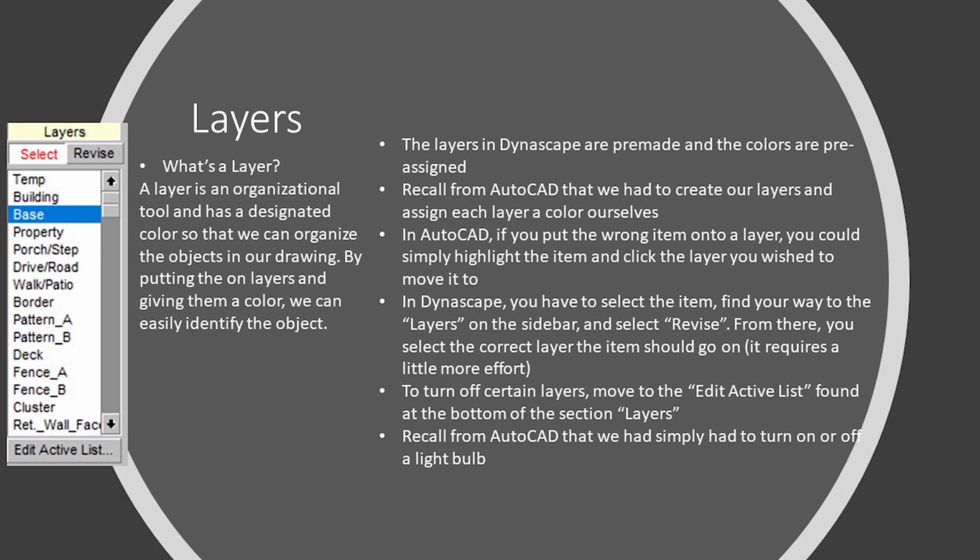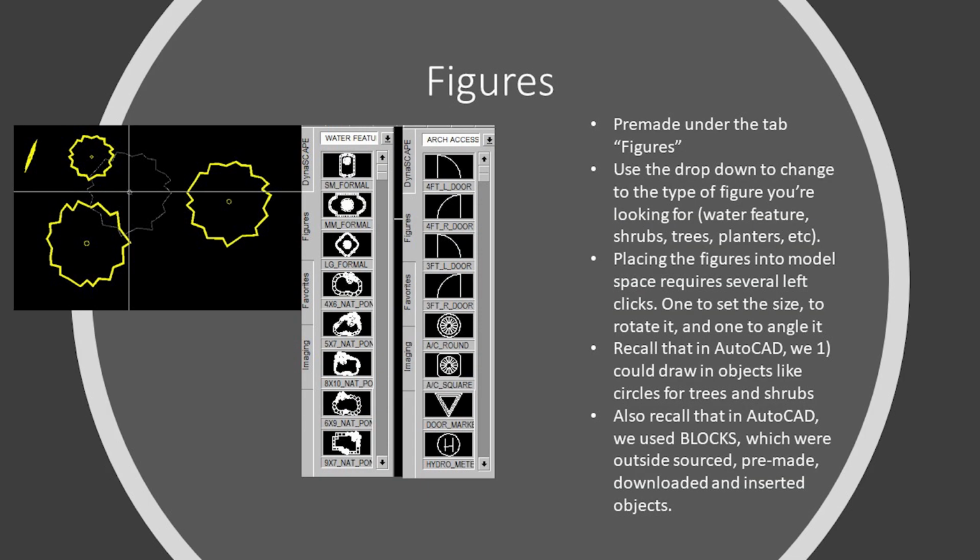If you navigate to the Edit Active List at the bottom of the Layers section, you can turn layers on or off, and you can add your own layer. If you navigate to the sidebar tabs, there are 4, you will find the Figure tab. Figures in Dynascape are pre-made and do not require you to access and download them from an outside compatible source, like AutoCAD did. Note that in AutoCAD, we refer to the pre-made objects as blocks.